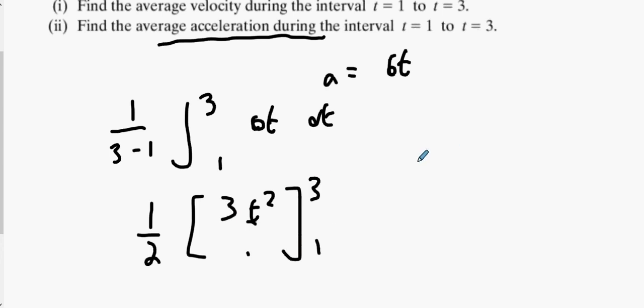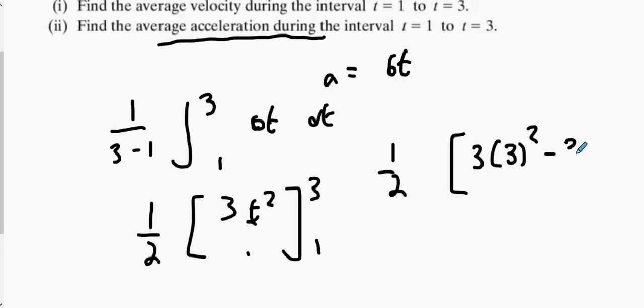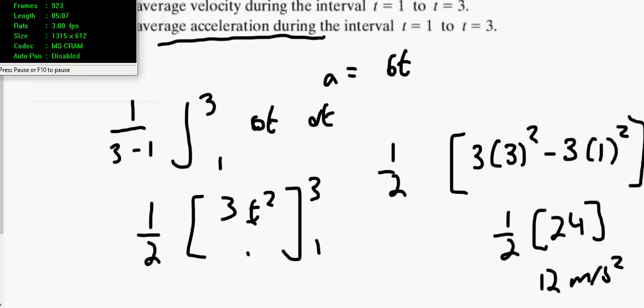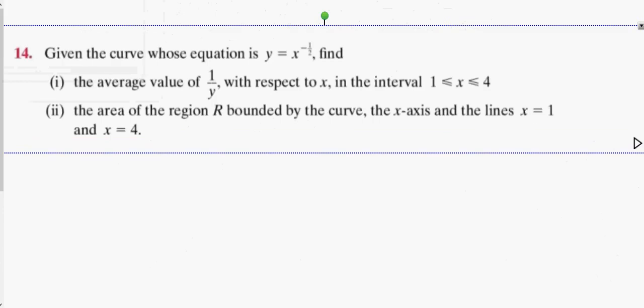And then it's going to be a half of whatever goes on here. 3 times 3 squared minus 3 times 1 squared. A half of 27, take away 3, which is 24. A half of 24 is 12 meters per second squared. We all good? Okay.